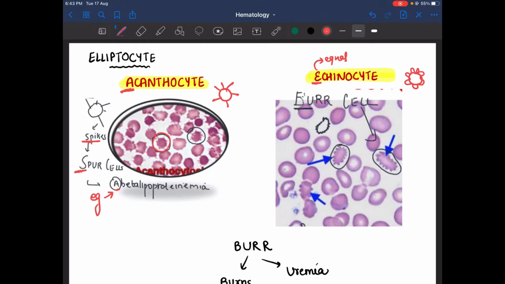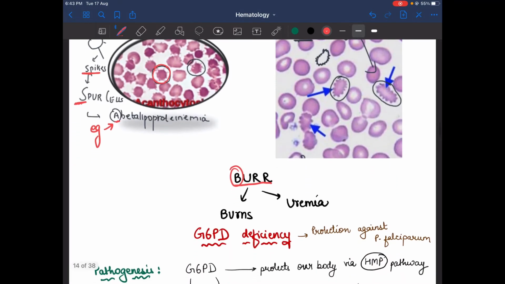Now in the echinocytes, as we know, equal projections come from all sides of the surface of the RBC. As we make the E, we can make it like a B, meaning burr cells. So in the echinocytes we see the burr cells. For the example, as we write Burr, B stands for burns and U stands for uremia. So these are the examples of burr cells, and in abetalipoproteinemia we find the acanthocytes.